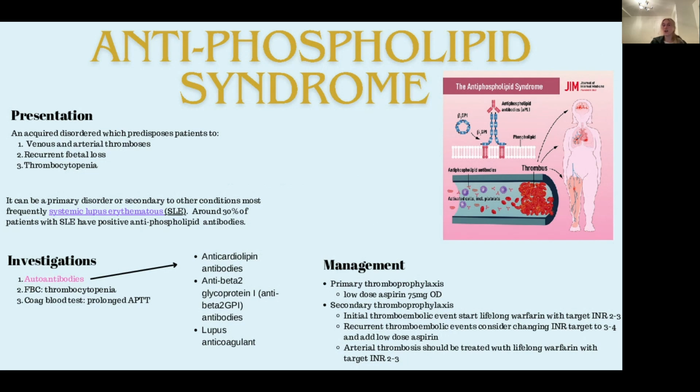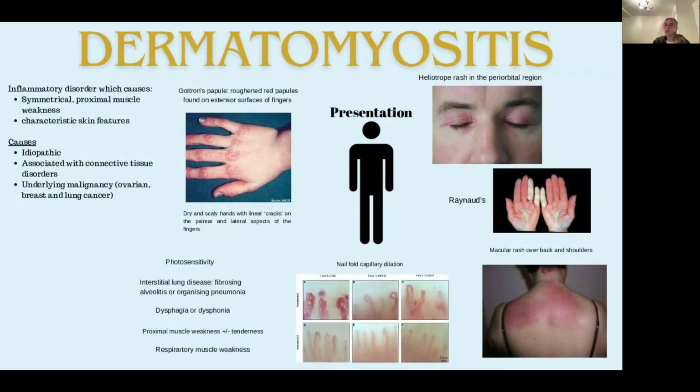Does anyone know what another indication would be for warfarin over a DOAC? It's not rheumatological. It'll be cardio. You can pop it in the chat. Yeah, mechanical heart valves. Very well done. Has anyone got any questions about antiphospholipid syndrome before we move on? No? Fab.